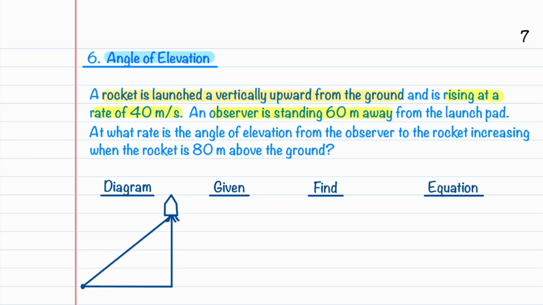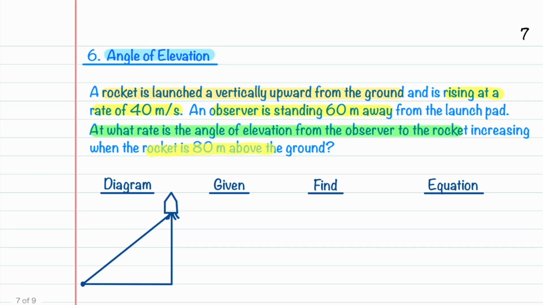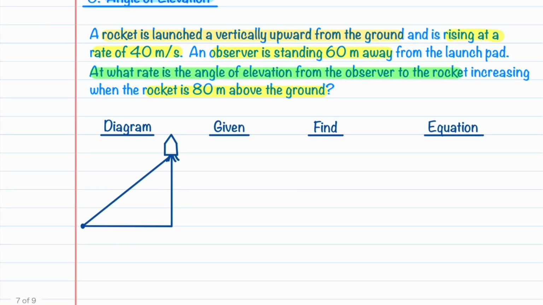There is an observer that is standing 60 meters away from the launch pad. We need to find at what rate the angle of elevation from the observer to the rocket is increasing when the rocket is 80 meters above the ground. What we're going to do now is put in some variables in our diagram, and then fill in what we're given, what we need to find, and then the equation that relates what we're given to what we want to find.